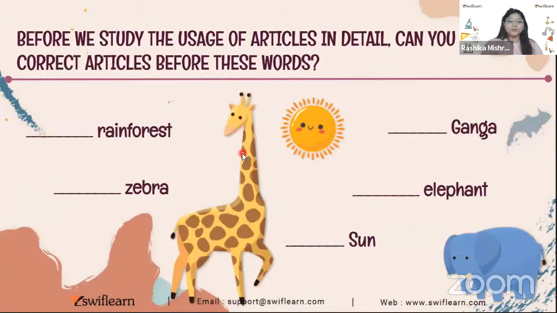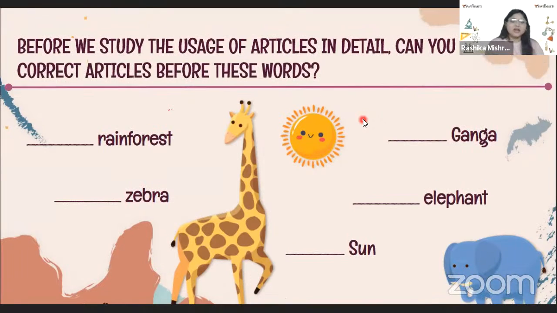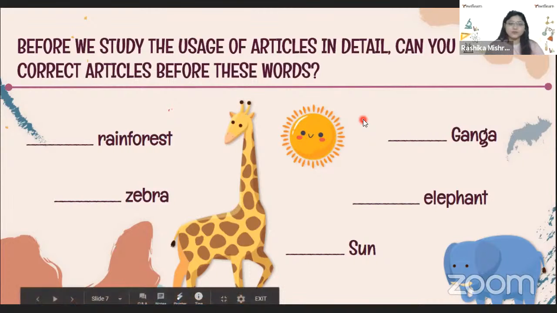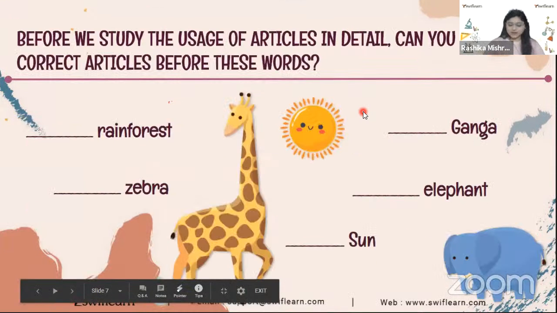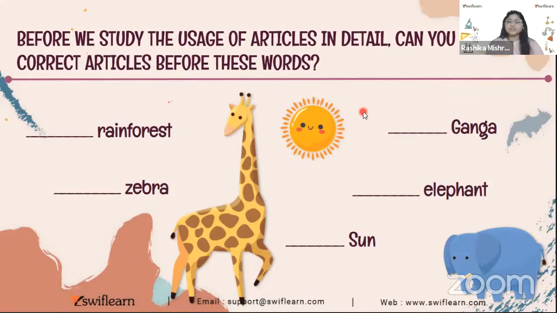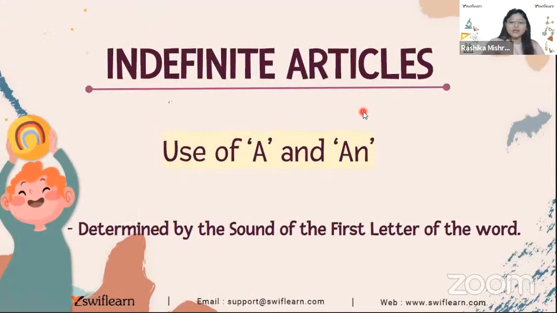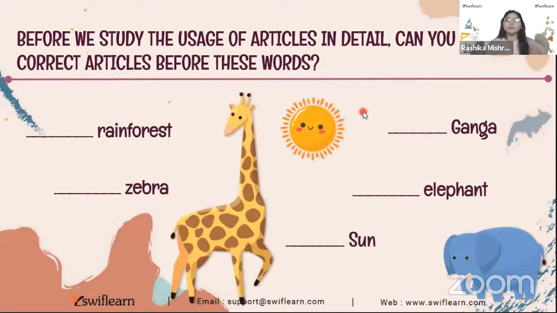Okay, so before we study the usage of articles in detail, can you suggest correct articles before these words? Can anyone suggest what will be the suitable article before these words? We have the first word here, rainforest. Can anyone tell? Rainforest. What will be the suitable article here? Yeah, please write a comment. Okay, right. The. So for rainforest, we will use the. Why? Because here we are talking about a particular forest, which is the rainforest. The rainforest is characterized by where the rain is actually falling. So because we are talking about a particular forest here, we will put the before it.